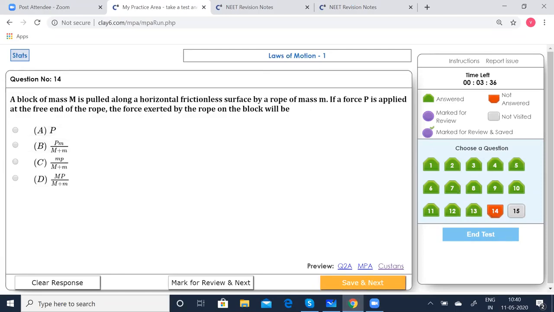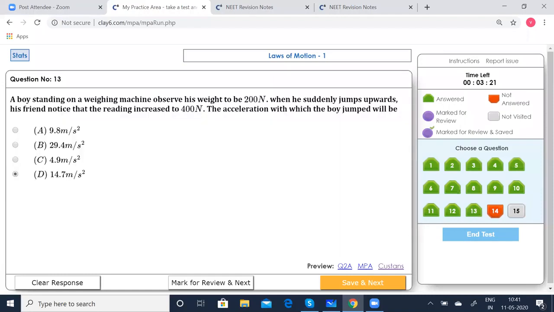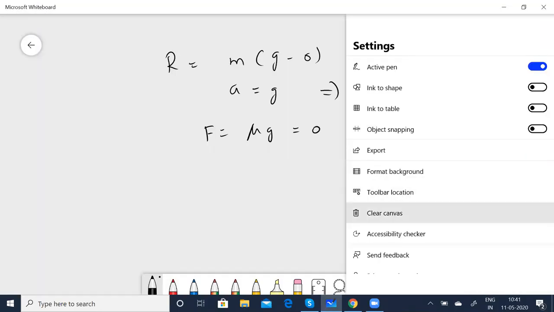A block of mass, just a second, children. I think I went wrong once again. Let me go to the 13th question. I made a mistake. I solved the other problem. Let me go through this problem again. That is, the boy standing on a weighing machine observes his weight to be 200 newtons. When he suddenly jumps upwards, his friend notices that his reading increases to 400 newtons, right? So let me solve this. I solved it wrongly. I'm sorry for the confusion. Let me solve this again.